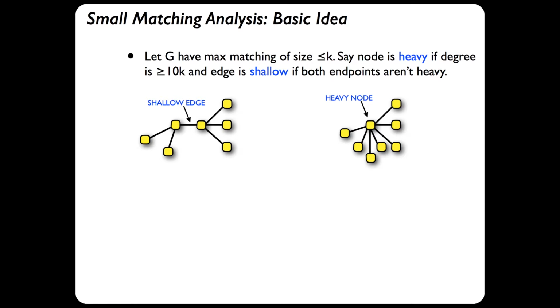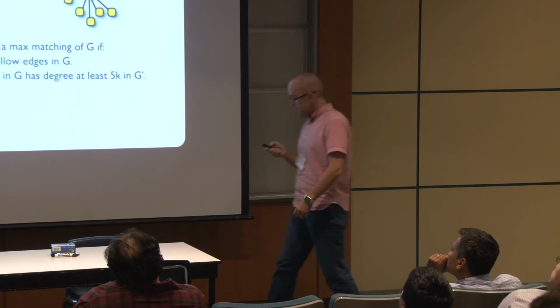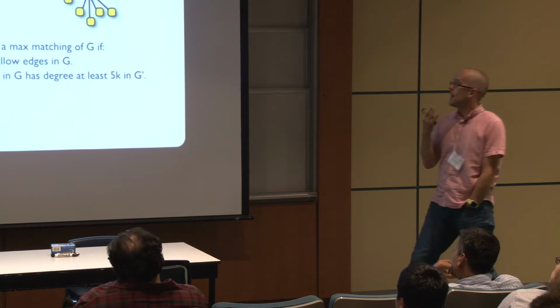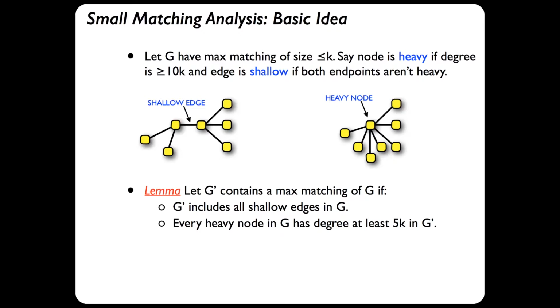We'll assume that in this case, 1, 2, 3, 4, 5, 6, 7 is a high degree. Okay. So here's a lemma that's fairly intuitive. Let's suppose you've got your graph G, which has a maximum matching of size at most k. And let's suppose you've got a subgraph, G prime, such that all shallow edges in the original graph are in G prime, and that for every heavy node in the original graph, you've got at least 5k incident edges on that node in G prime.